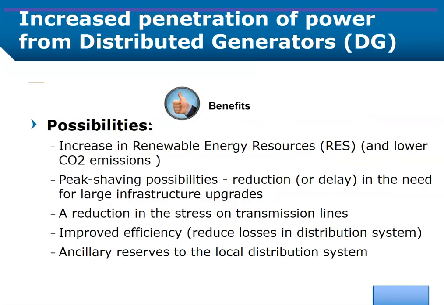When we increase the penetration of power from DG, what are the benefits or possibilities we have with that? We can increase the renewable energy resources and of course lower CO2 emissions, peak shaving possibilities, reduction or delay in the need for large infrastructure upgrades. We can also have a reduction in stress on transmission lines, which can be very good. Improved efficiency, of course, reduced losses in the distribution system, and ancillary services, helping the local distributed systems.